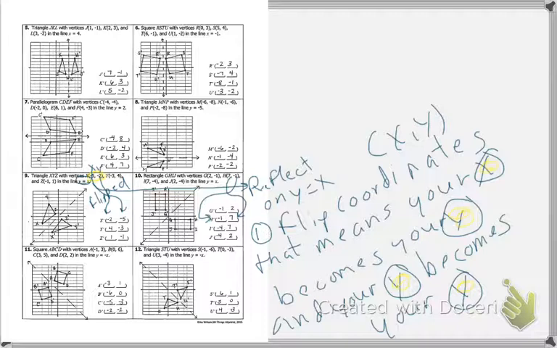So then all you do is you have your original image. You can plot the original image. There it is. And then you can flip all your coordinates, write them down, and then plot those.